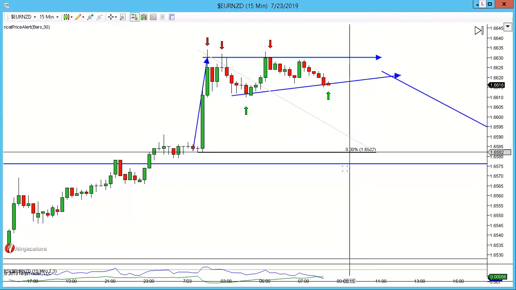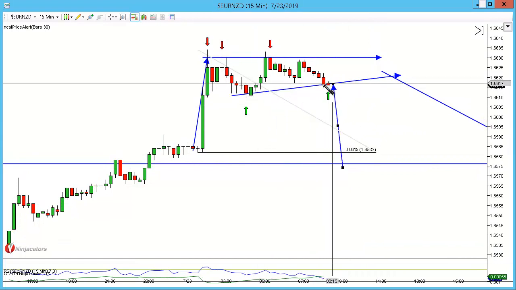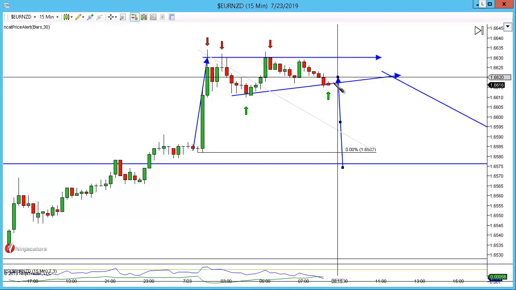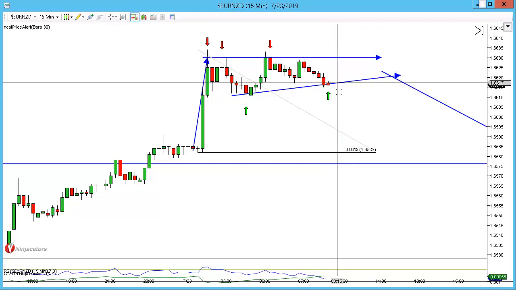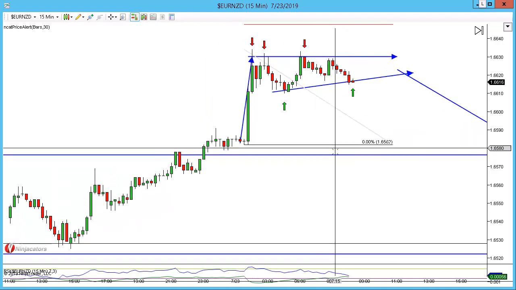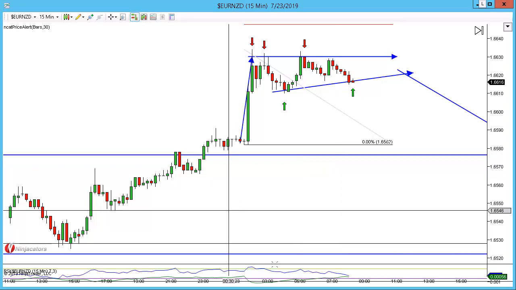So what we're looking for is for this to not test the closes of the candles and put in a structure hold. So a green candle here, something like a higher high, higher close would give us a little bit more confirmation. So we'll wait and see on that setup. But some nice opportunities setting up for today.